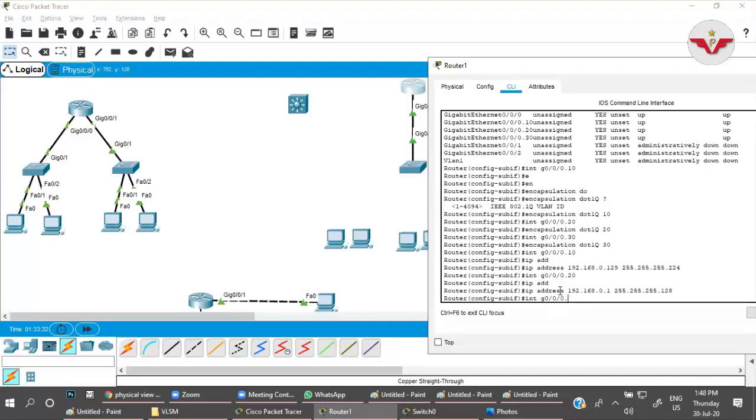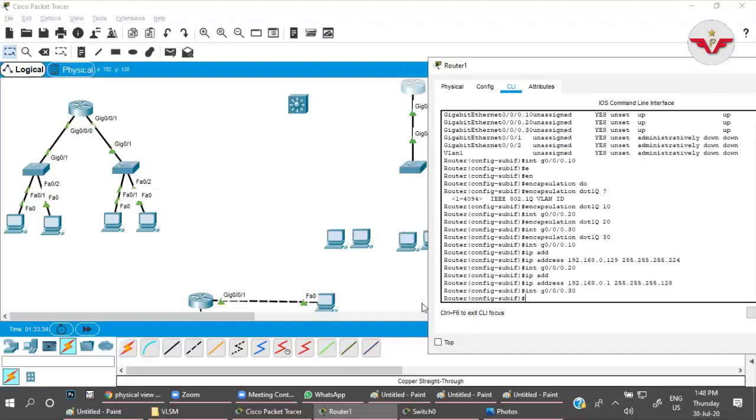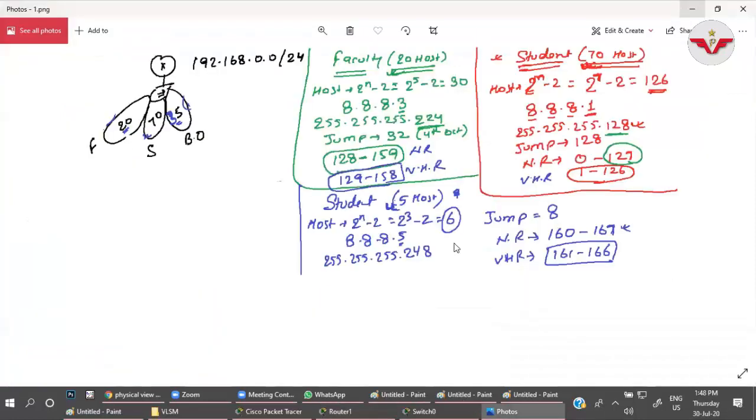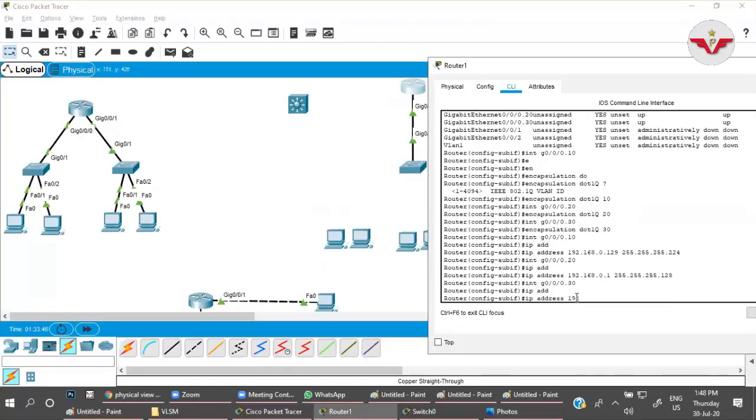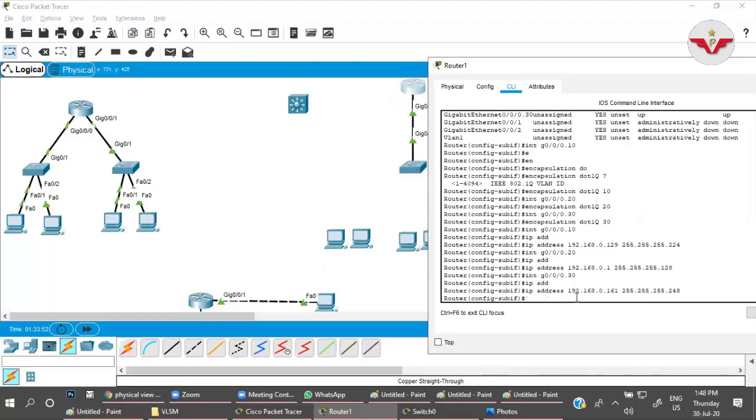For the third network, back office, it was from 160 to 167 with subnet mask 248. So the IP address would be 192.168.0.161 255.255.255.248. Done. Everything is done now.